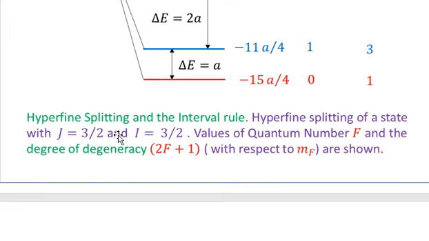Hyperfine splitting and the interval rule. Hyperfine splitting of a state with j equal to 3/2 and I equal to 3/2 has been explained in the figure above. Values of the quantum number F and the degree of degeneracy, which is 2F plus 1, with respect to the magnetic quantum number, are also shown.